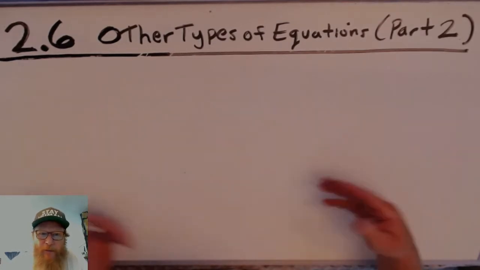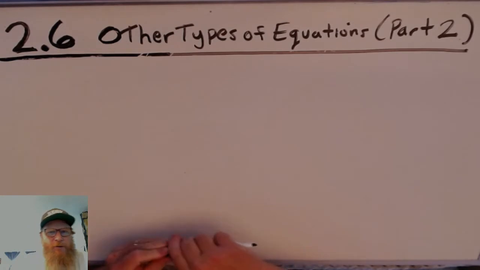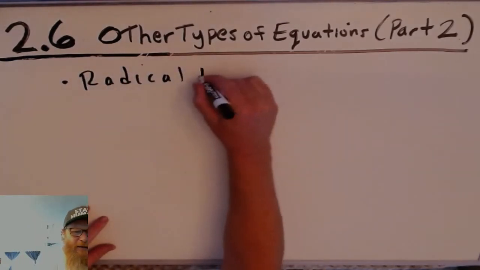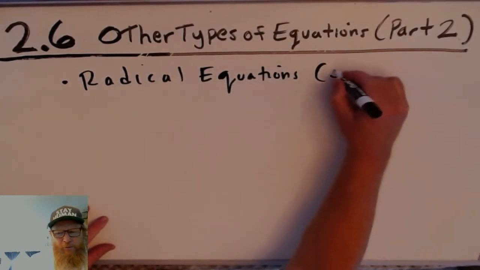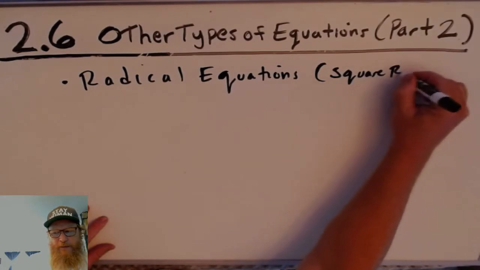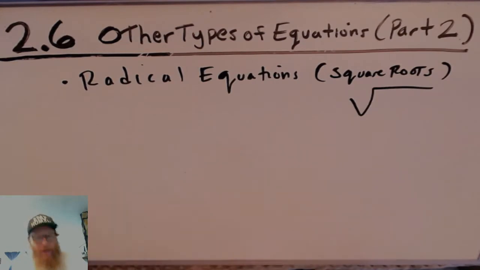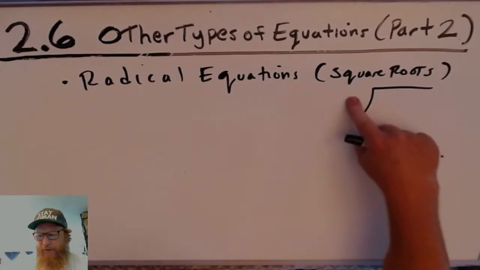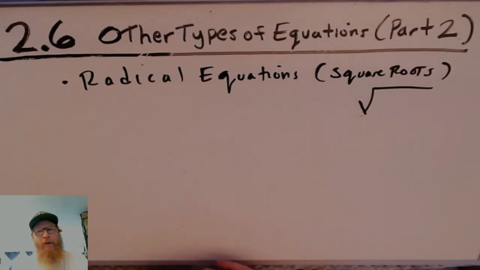So here we are for the finale of 2.6. We'll call this other types of equations, part 2. In particular, we're talking about radical equations, also known as square roots. Now, there are other types of radicals, which we'll learn about in Chapter 3. But for Chapter 2's material, we're going to specifically talk about the square root, which is sort of the mother of all radicals.